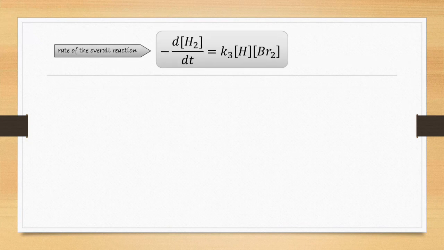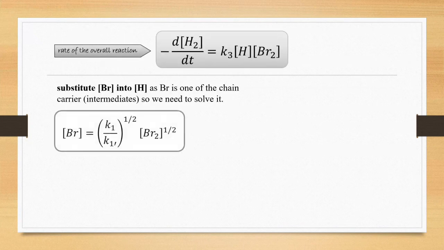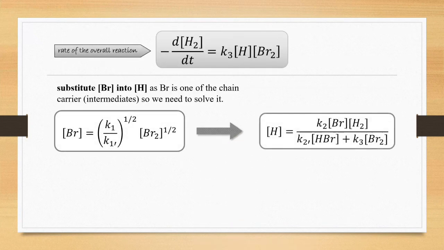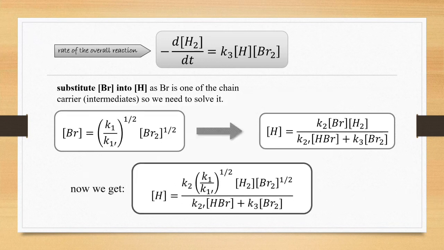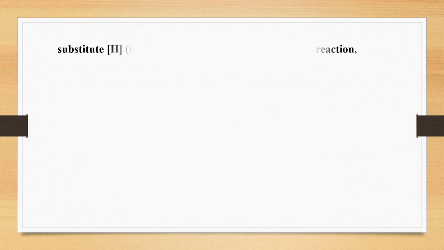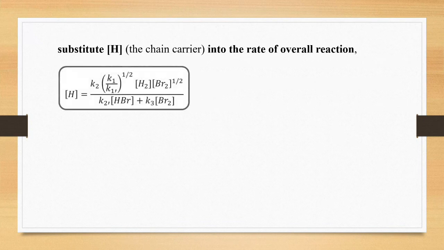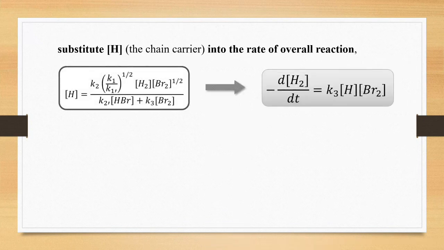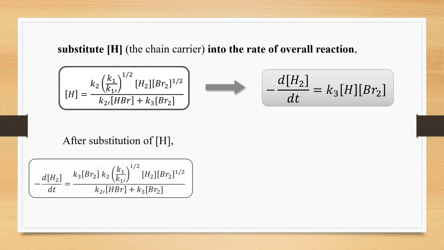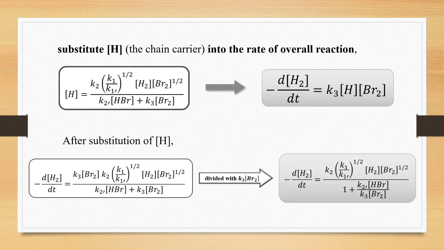So now we can substitute the Br into the H. And now we get H is equal to this. Next, we can substitute the H into the rate of the overall reaction. And after the substitution of H, we get this. The whole equation is now divided by K3 Br2, and finally we get this equation.